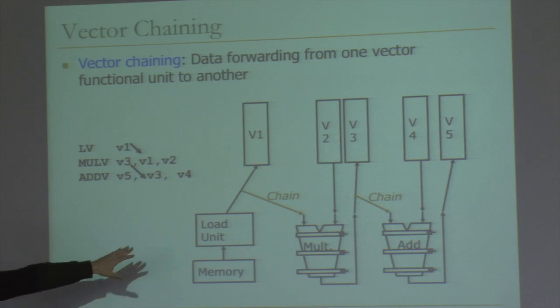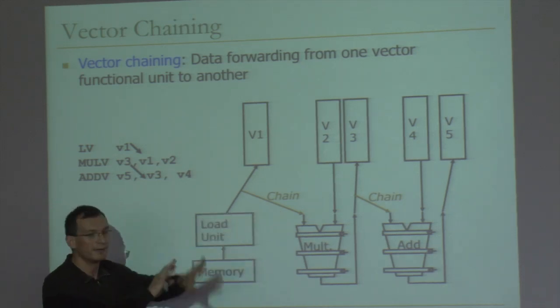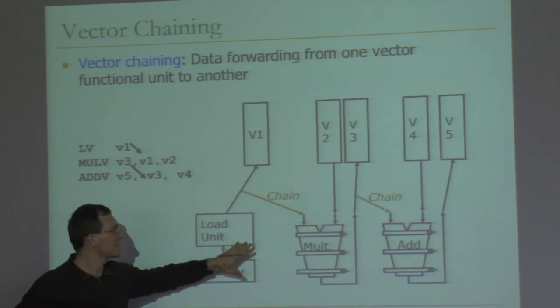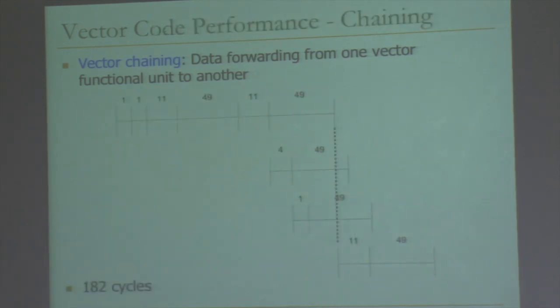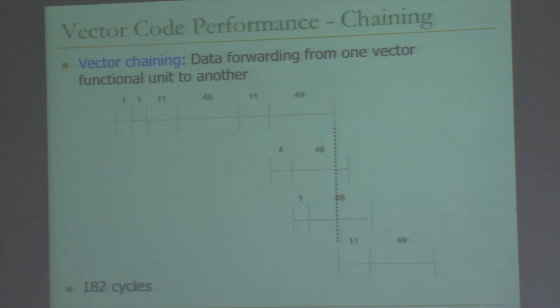OK, of course, this is not as simple as this, because if you would like to support this fully, you have to chain every unit to every other unit. Right? But that's true for any kind of forwarding you do in a pipelined machine also. OK, so with just chaining, without changing the memory system, what do we get?